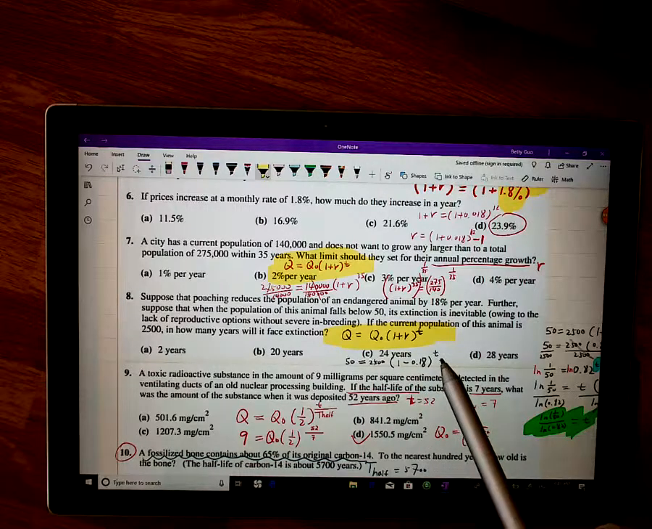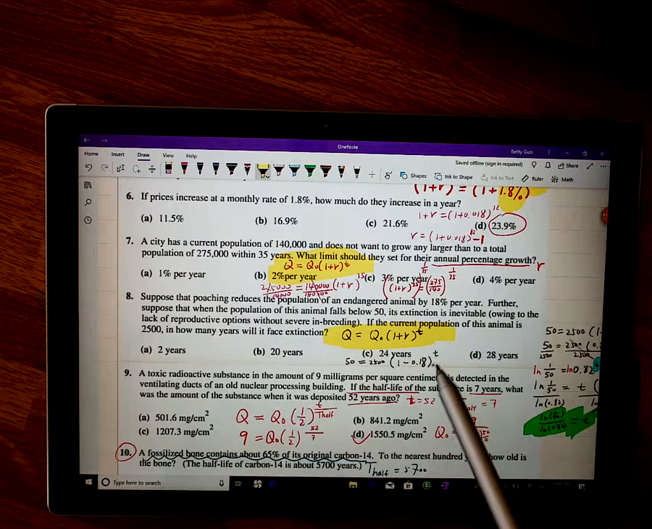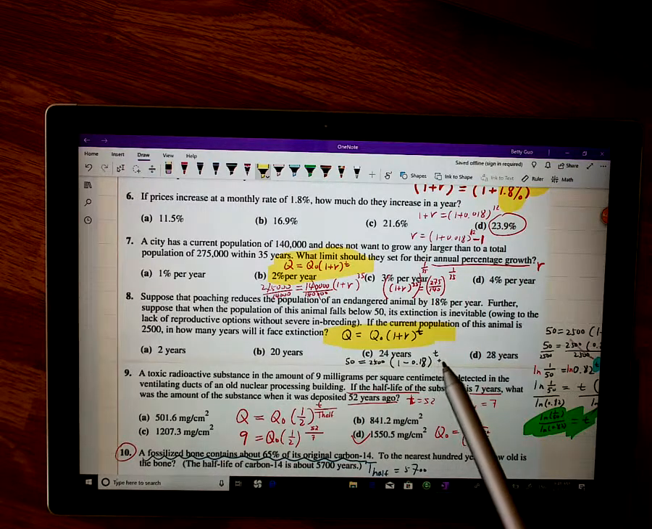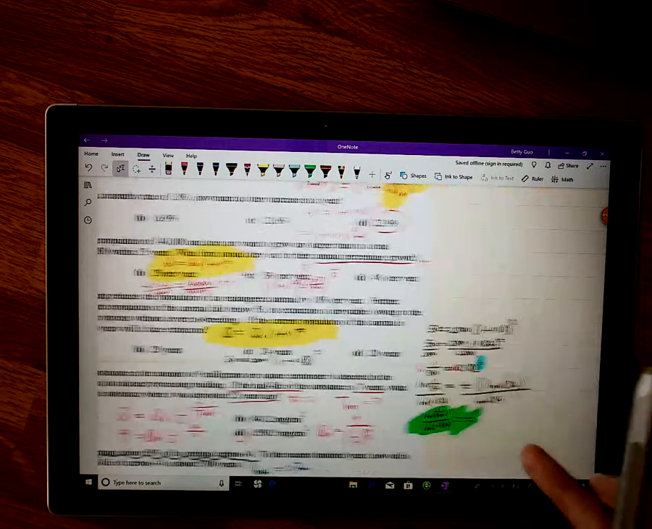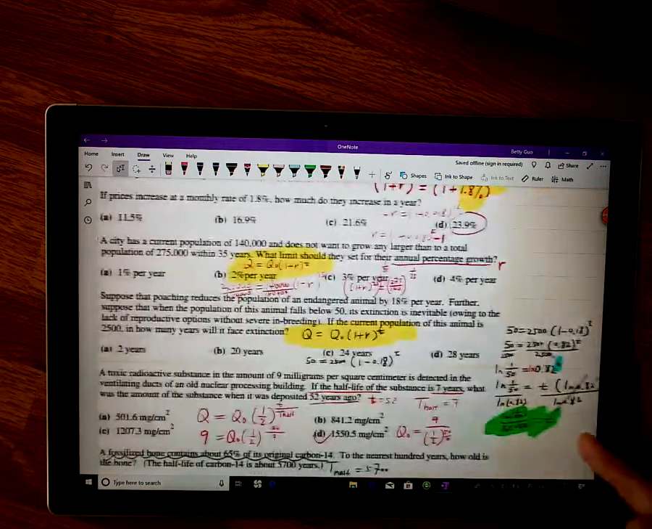And T is the only unknown. Again, we didn't learn how to solve an exponential equation of this type. So the way we figure out the value of T is to try A, B, C, D. You plug in. Okay? Eventually you should have the value of T.